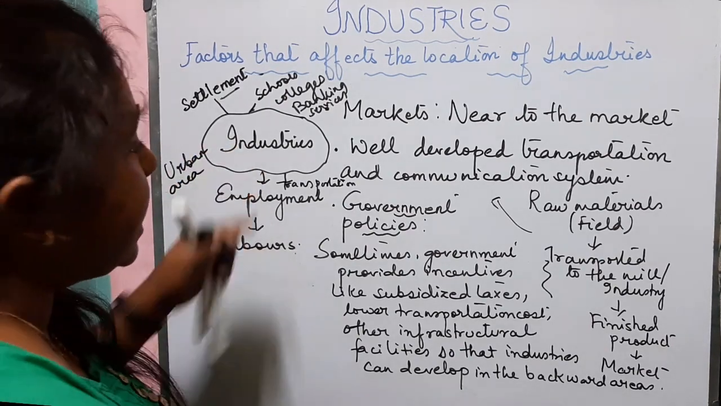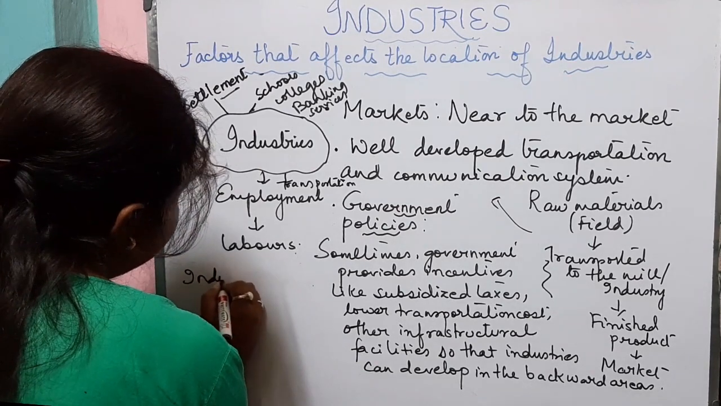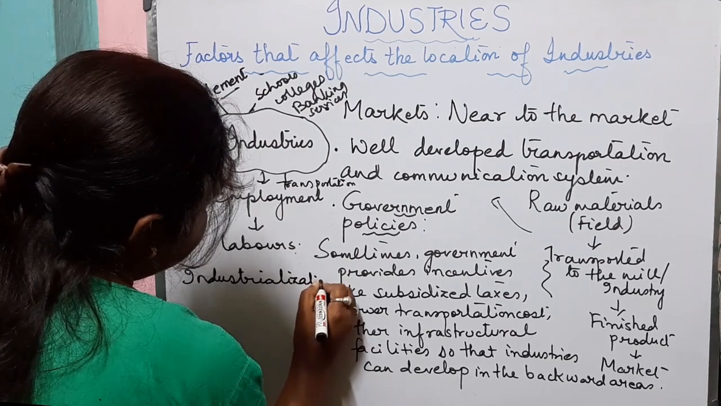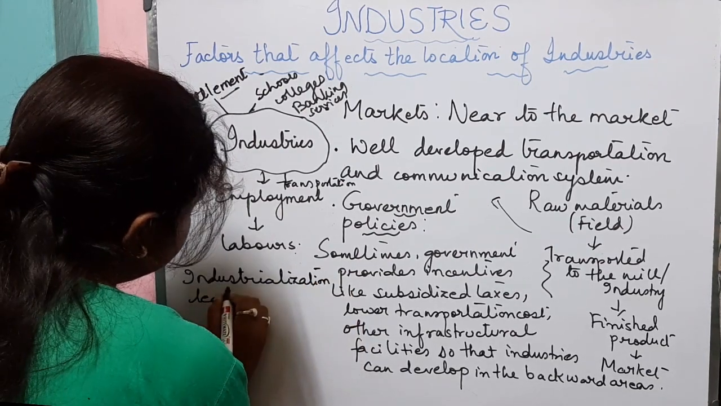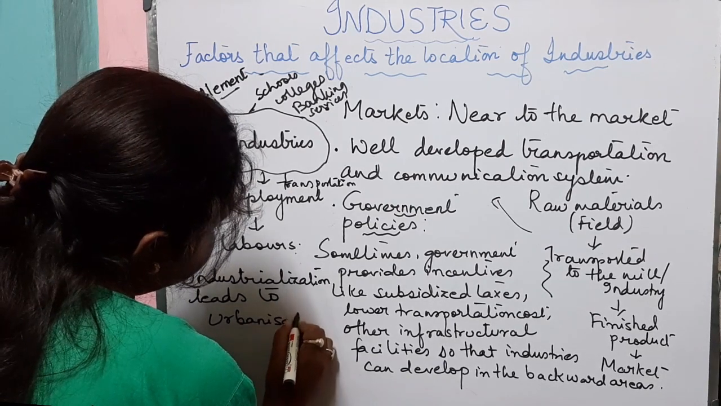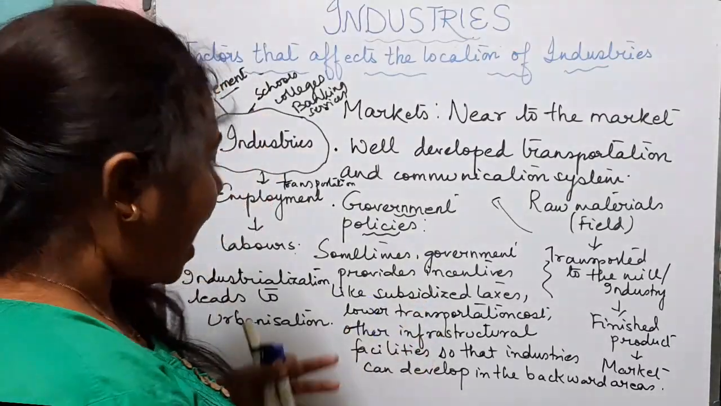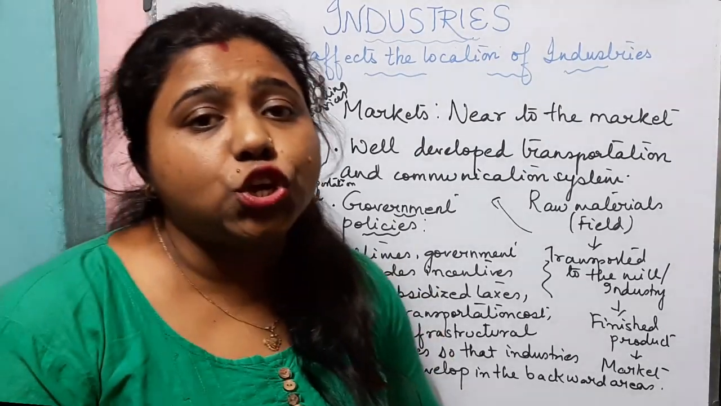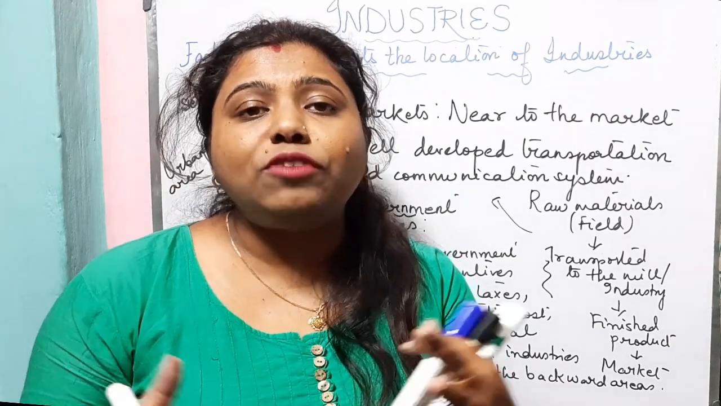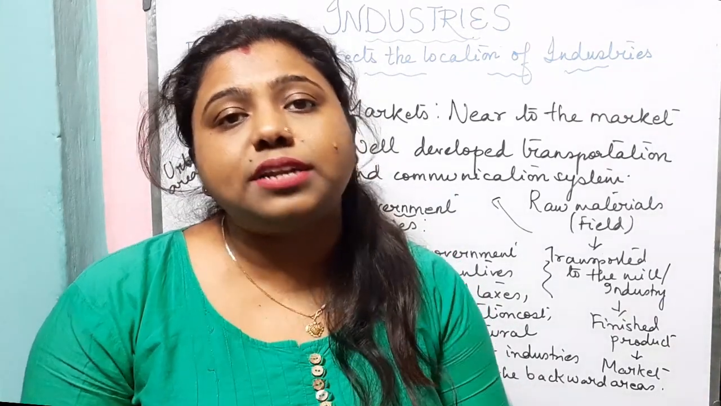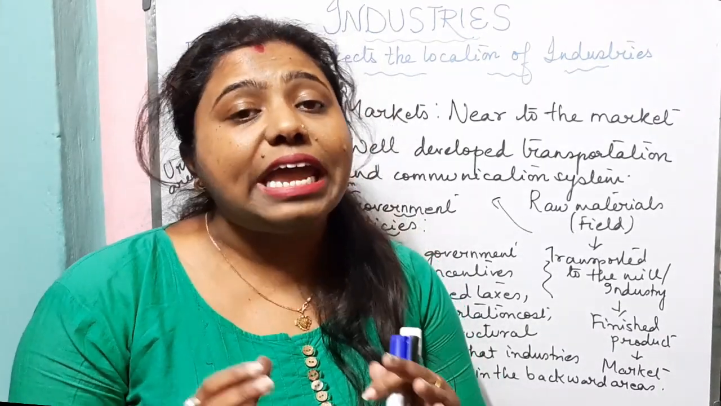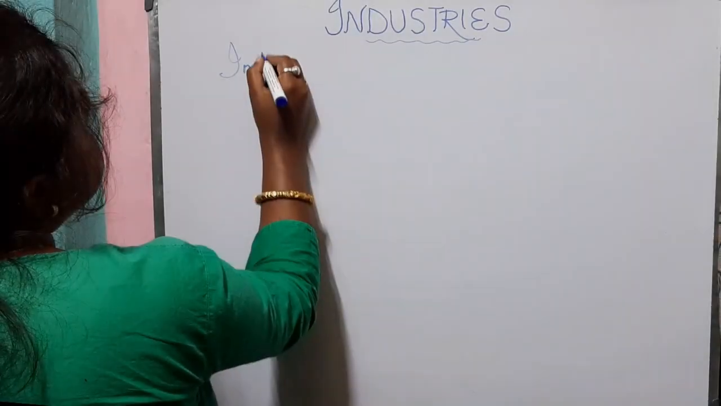So thus we can say that industrialization leads to urbanization. Now, as we are talking about industrialization, we also need to understand that industry is a system. So when we are talking of industry, we need to understand the industrial system. So now let us know what we mean by industrial system.